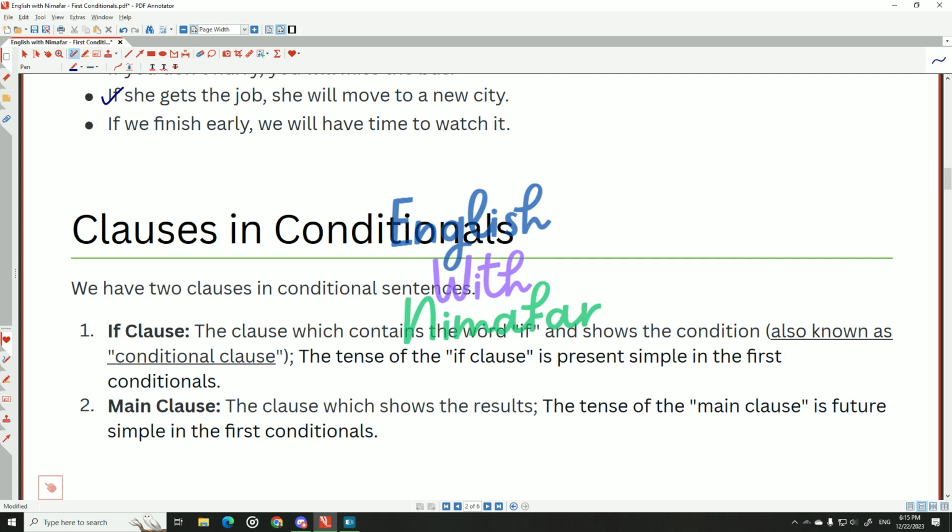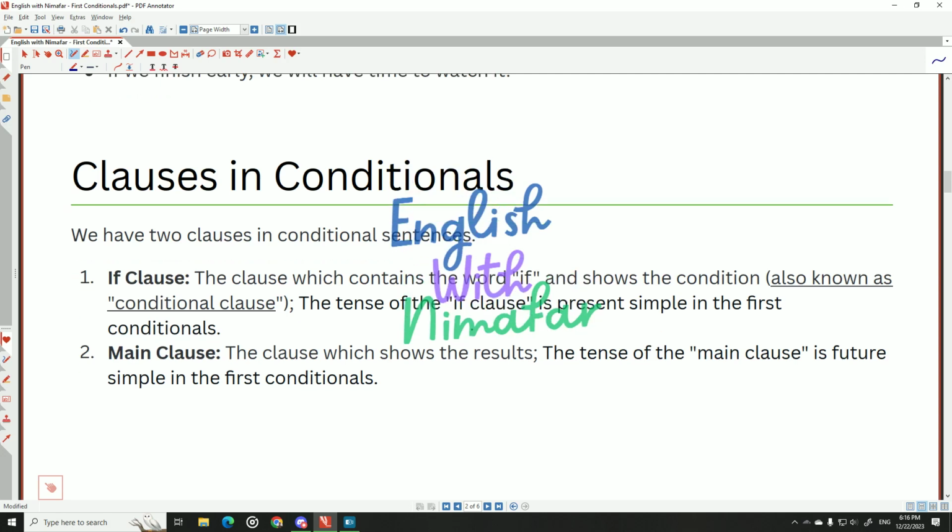And we have the main clause, which shows a result or reward. In some cases, our friend mentioned that. And the tense is future simple, or future tense; we can also use some other parts of future tense in our first conditional. So, if clause, main clause.